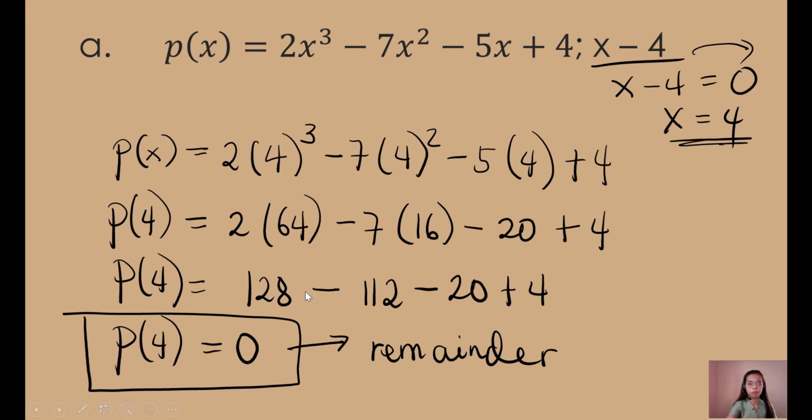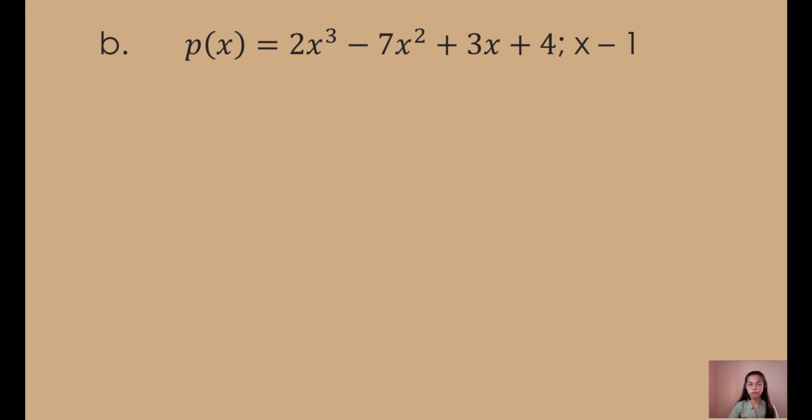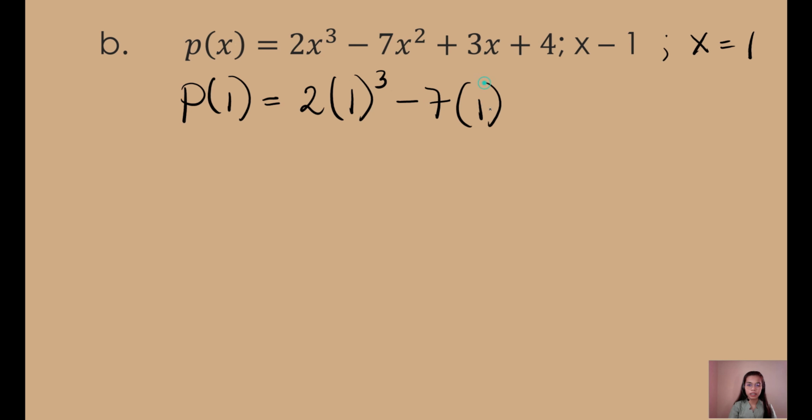How about the second example? We have here p of x is equal to 2x cubed minus 7x squared plus 3x plus 4, and the given divisor is x minus 1. So, x minus 1, therefore, x is equal to 1. So, 1 yung ating i-substitute sa ating polynomial. So, we have p of 1 is equal to 2 times 1 cubed minus 7 times 1 squared minus 3 times 1 plus 4.